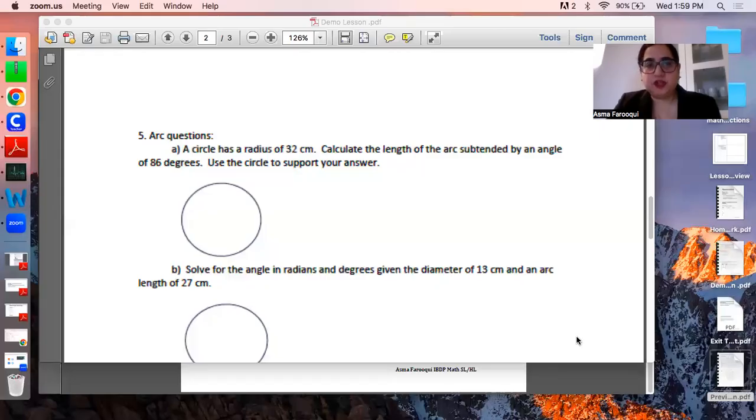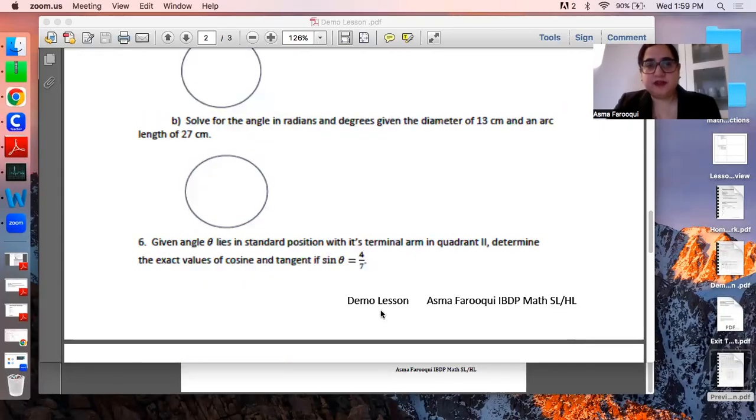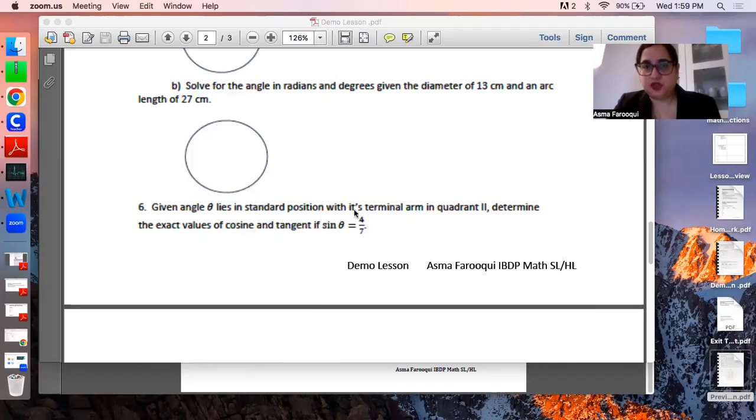Let's look at question number 6. It says, given angle theta lies in standard position with its terminal arm in quadrant 2, determine the exact value of cosine and tangent if sine theta is equal to 4 by 7. This is a very nice question. Do you know sine theta is 4 by 7? What is a sine theta?